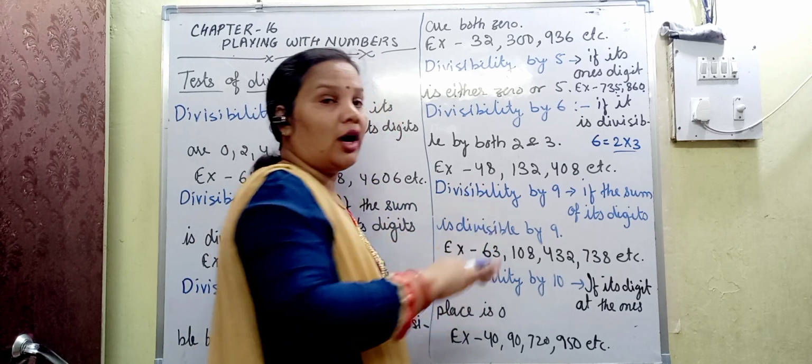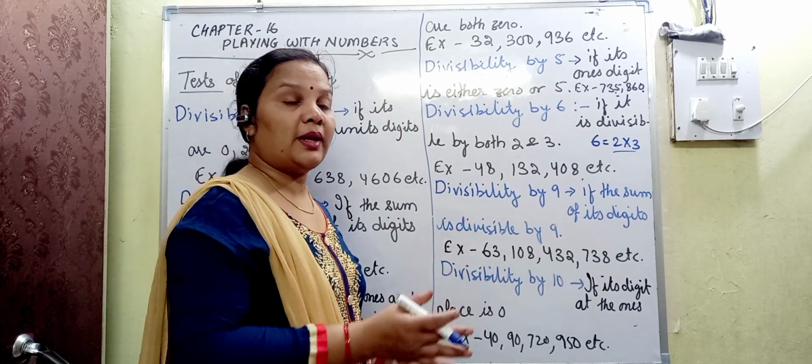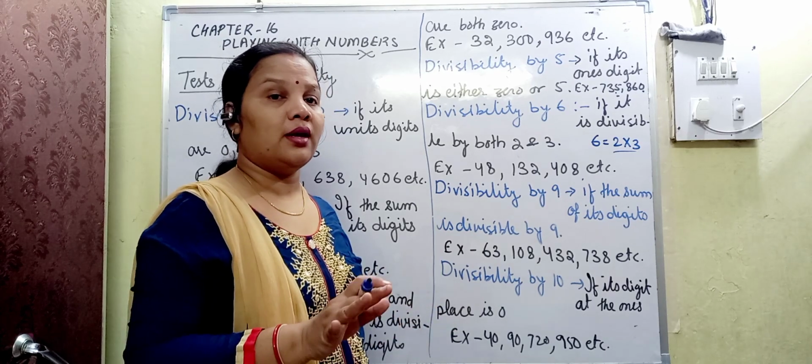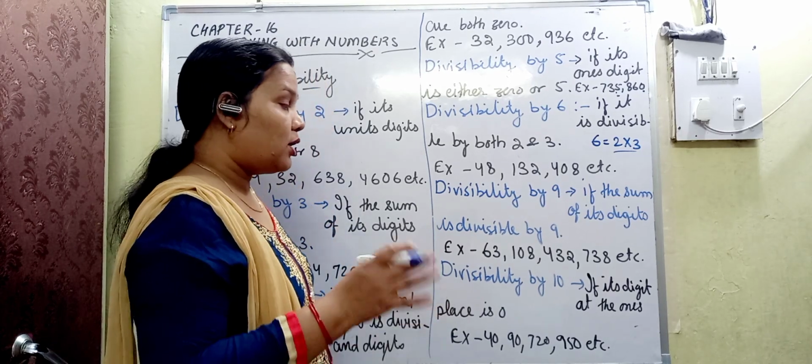So like this, you have to use the divisibility tests. By applying the divisibility rules of different numbers, you can find out whether a number is divisible by that particular number or not. Okay. Now next is what?